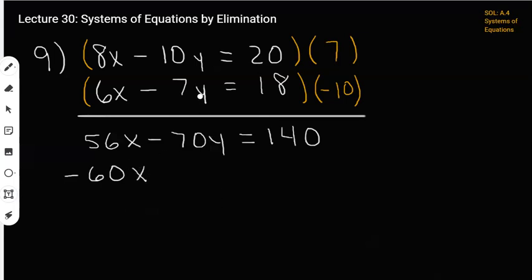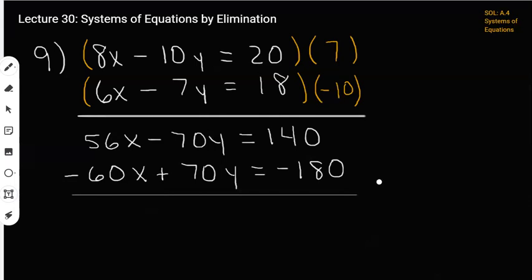Now let's do the y. What's negative 7 times negative 10? That's going to be positive 70. And then what's 18 times negative 10? That's going to be negative 180. So now notice that the y numbers are matching up because I've got that negative 70 now and that positive 70. So now I can add the two lines to get rid of the y's.